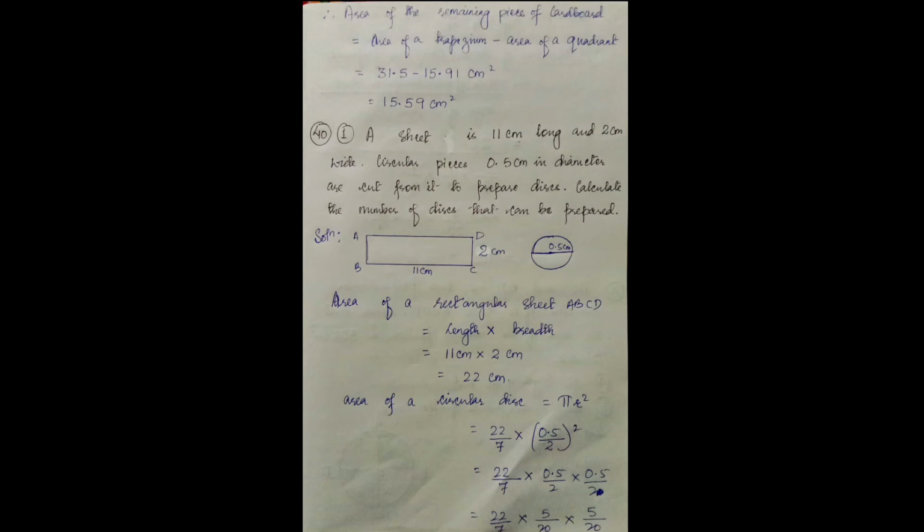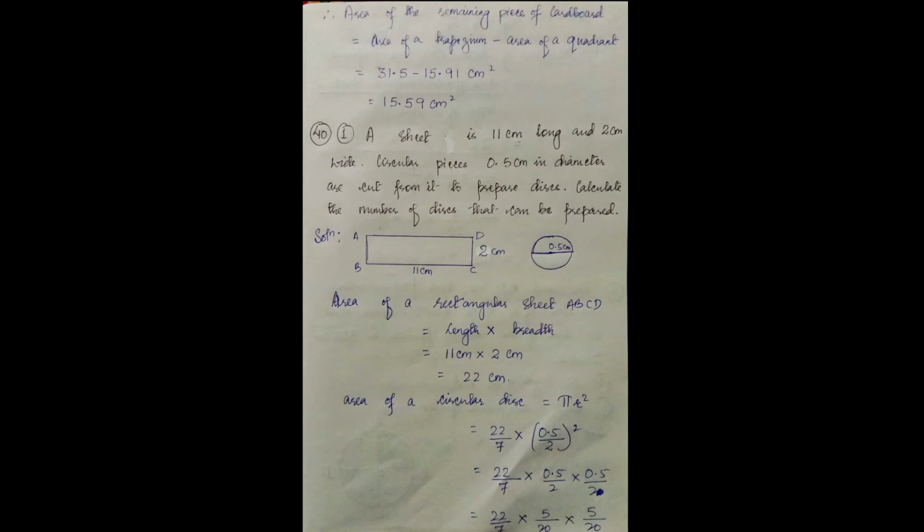41. A sheet is 11 centimeter long and 2 centimeter wide. So this is length, this is breadth. This is a rectangle whose length is 11 centimeter and breadth is 2 centimeter. From this sheet, circular pieces of 4.5 centimeter in diameter are cut to prepare discs. Calculate the number of discs that can be prepared.